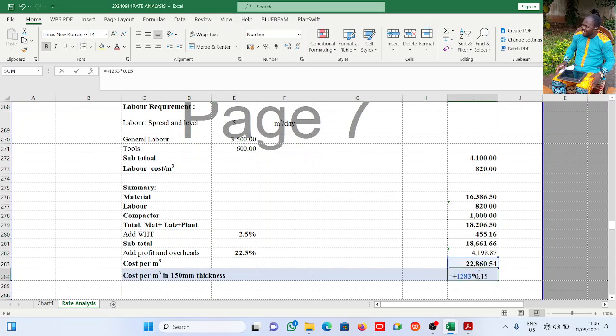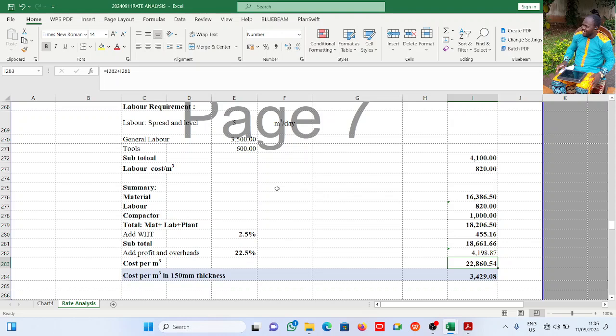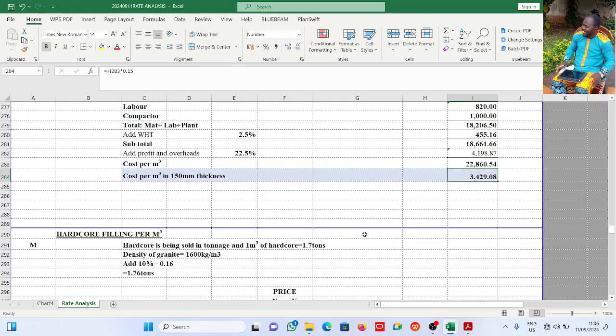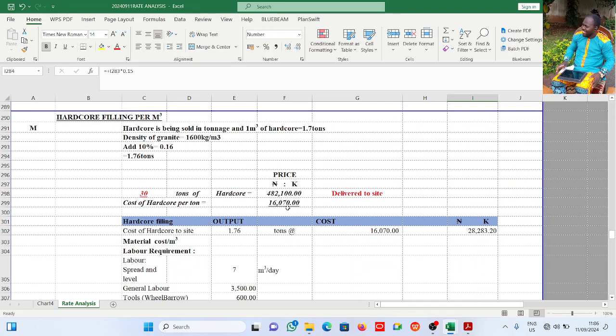All right, so that gives me this, this is per cubic meter, and our filling is done in 150 layers, 150 thickness, multiplied by 150. That gives me this. All right, then hardcore. Now hardcore, per cubic meter, the same thing we did over there.